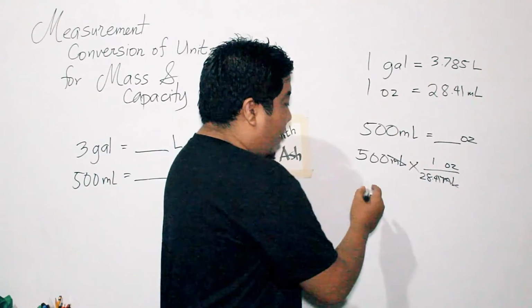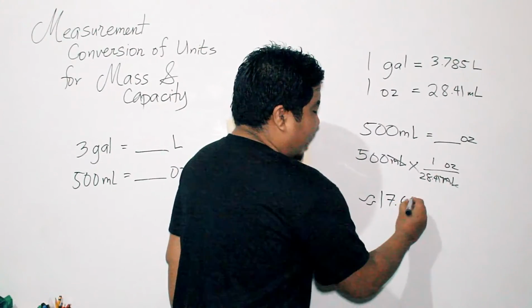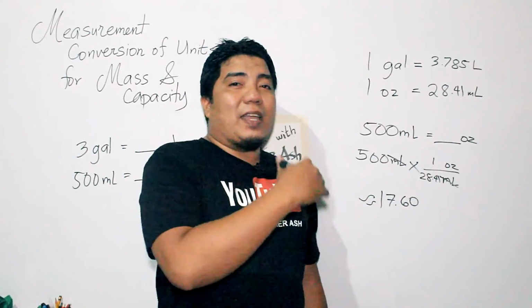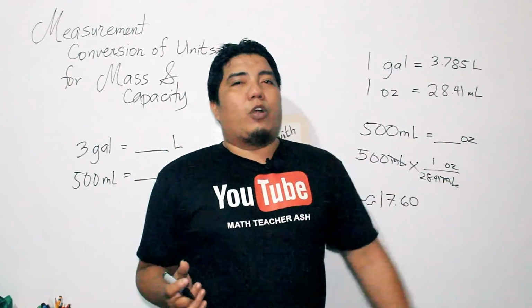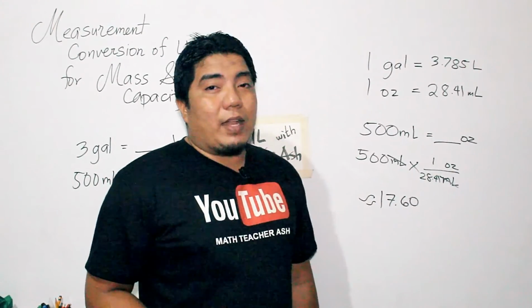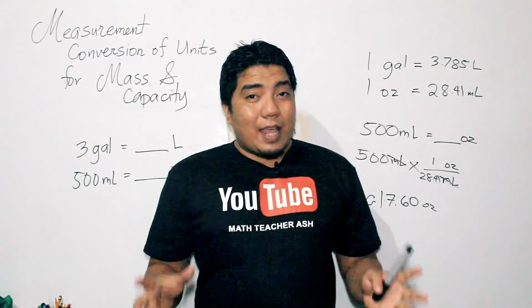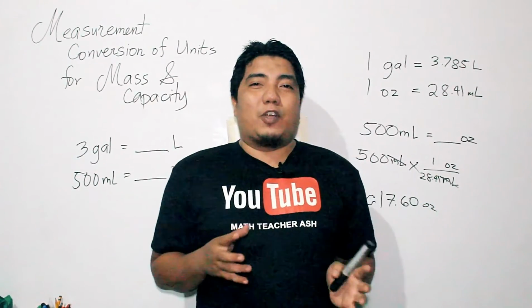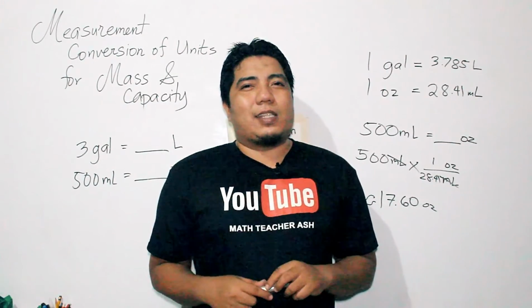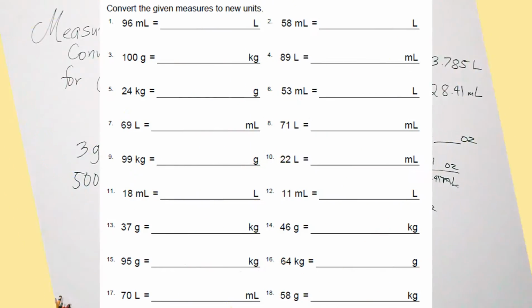That will give you approximately 17.60. Because if you solve it thoroughly, the answer is 17.599 and more decimal points. So if we round it to the nearest 2 decimal places, then we will have an answer of 17.60 ounces. And that is how we know the measurement conversions of units for mass and capacity. Now, this is the time that I will challenge you whether you have understood our topic, and here it is.